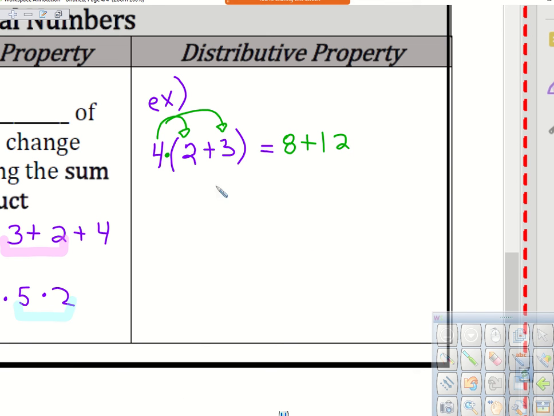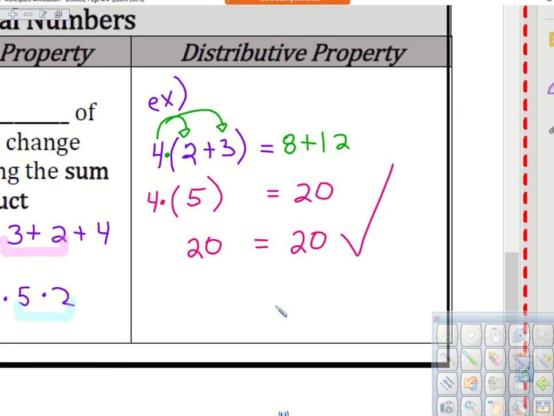Now, just to prove that these are equivalent expressions, let's solve this by order of operations. So let's just keep solving here to the left-hand side, parentheses first. 2 plus 3 is 5. Right, I didn't change anything there. And if I add these two things together, 8 plus 12 is 20. And then last but not least, 4 times 5 is 20. So we are getting here that 20 does in fact equal 20. So distributive property gives equivalent expressions.